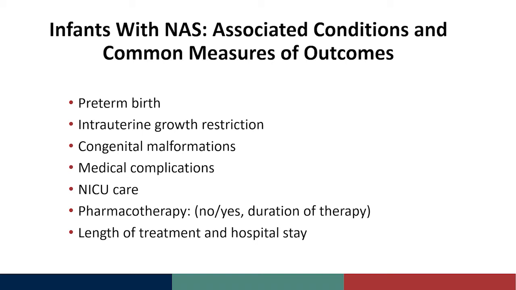They, of course, may need pharmacotherapy. That means with morphine primarily or other drugs. And the main issue is that some of these babies are going to need prolonged hospitalization because of treatment. Sometimes 3 weeks, sometimes 1 month, sometimes even two months. And of course, an associated measure of outcome for these kids is how long are they treated and how long do they stay in the hospital.